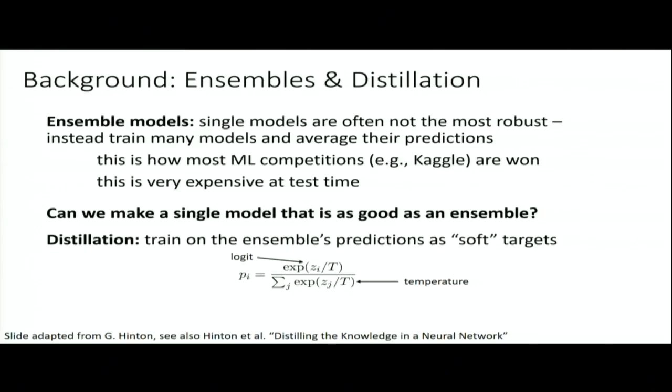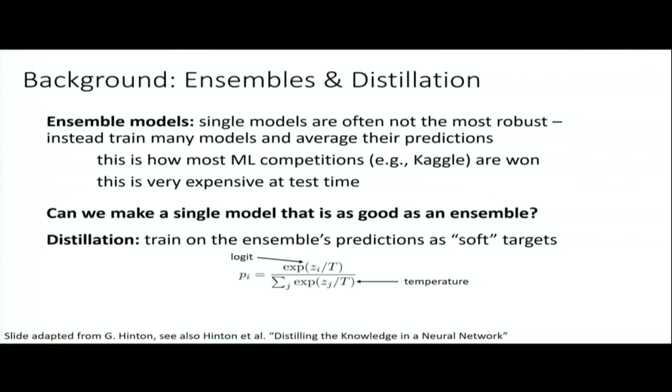So this idea is called distillation. And distillation basically consists of training on the ensemble's predictions as soft targets. So instead of training on the labels in the training data, you take your training data, ask your ensemble to predict what it thinks are the labels, and it's going to predict a distribution, of course, because if you're doing classification, maybe you have a softmax at the top, and that gives you a distribution over labels.